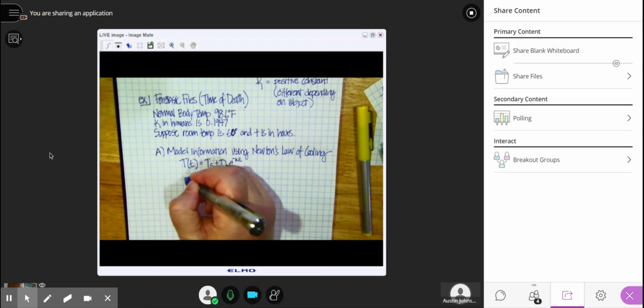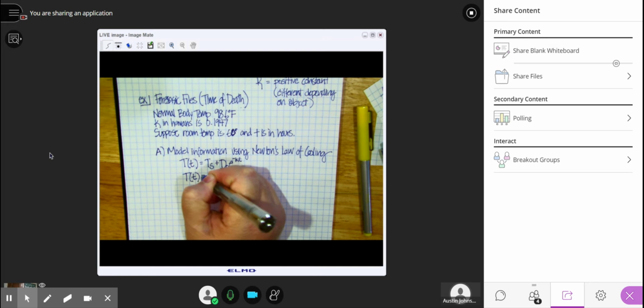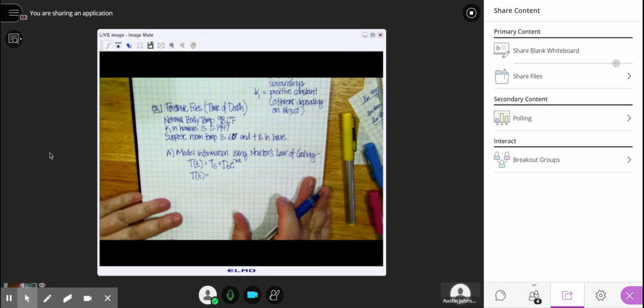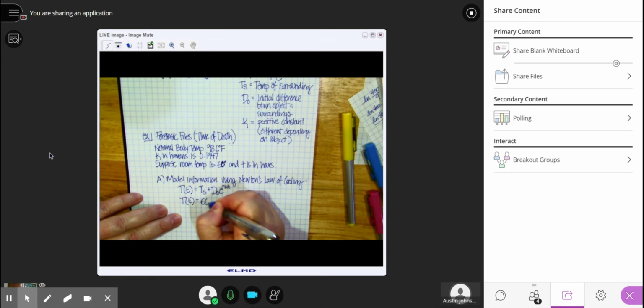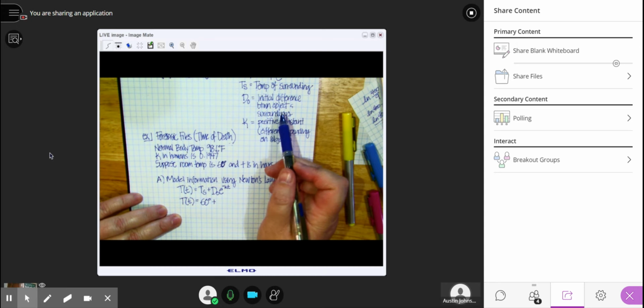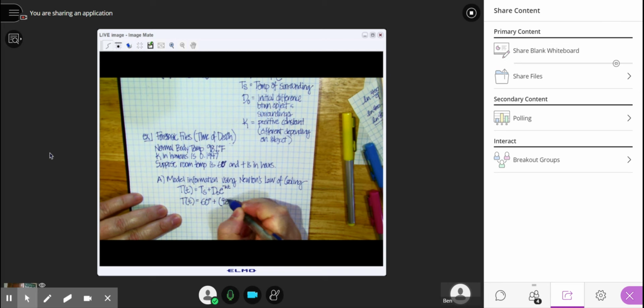T, the temperature at time t, is equal to T sub S, the temperature of the surroundings, which is 60 degrees, plus D sub 0, the initial difference between the object, that would be the body, and the surroundings. So that would be our 98.6 minus the 60, times e to the negative k times t.